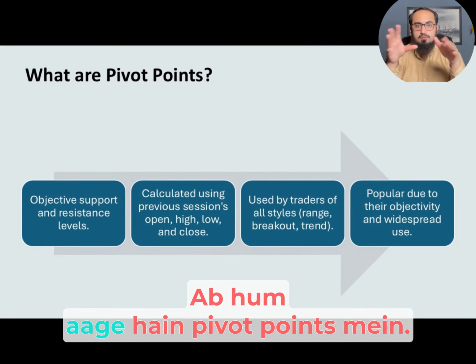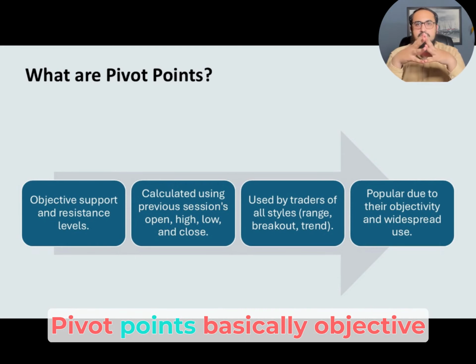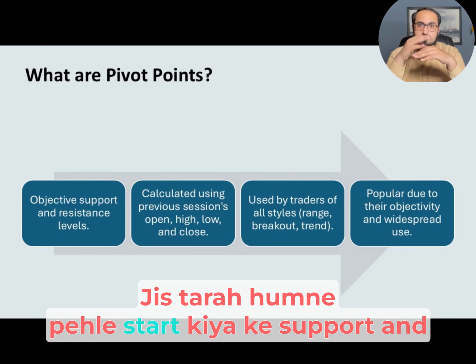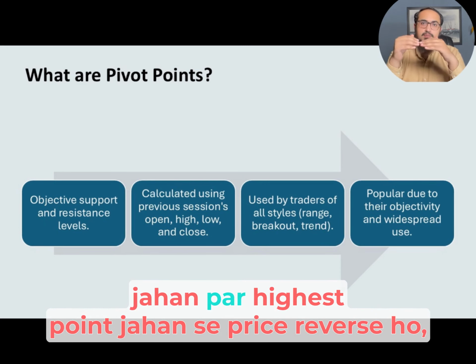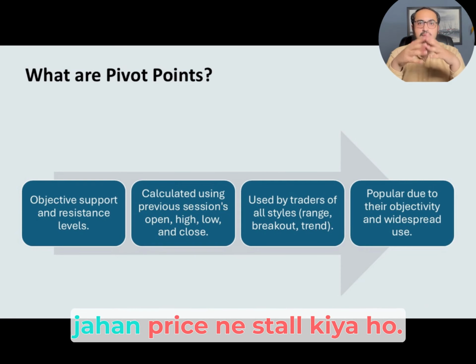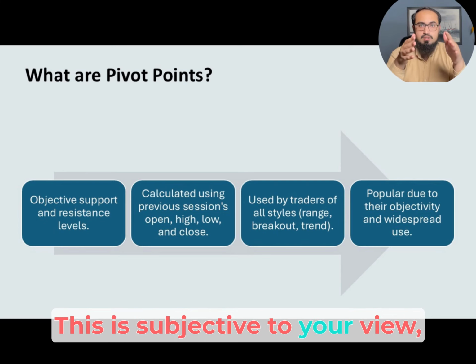Now we move on to pivot points. What are pivot points? Pivot points are basically objective support and resistance, as we studied earlier. Support and resistance are drawn according to price action, where the highest point, where the price reverses, the lowest point, where the price reverses, or where the price has stalled. You basically have to draw this by observing. This is subjective to your view.